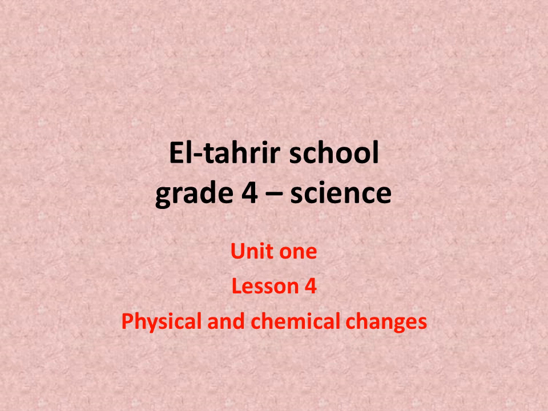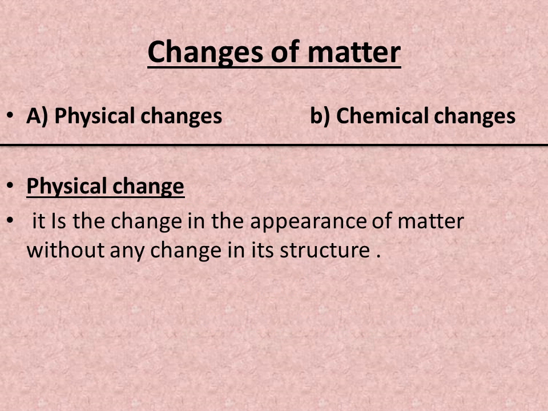Today we will talk about physical and chemical changes. Changes of matter. What are the types of changes? Two types of changes happen to matter: physical changes and chemical changes. So, what's physical change and what's chemical change?